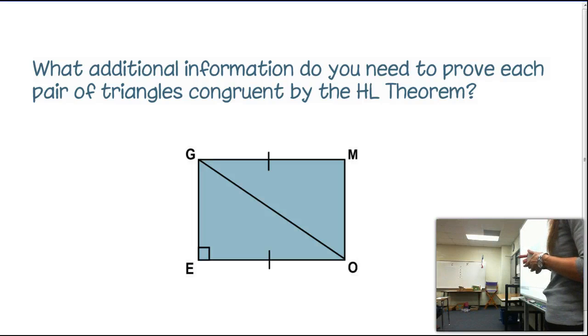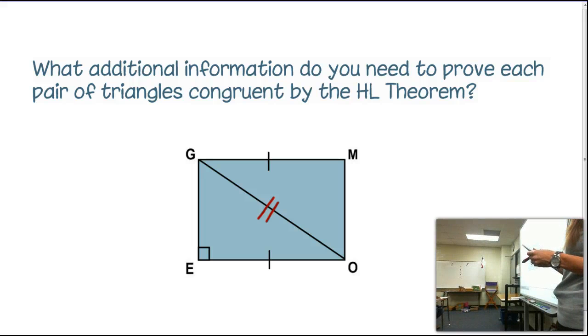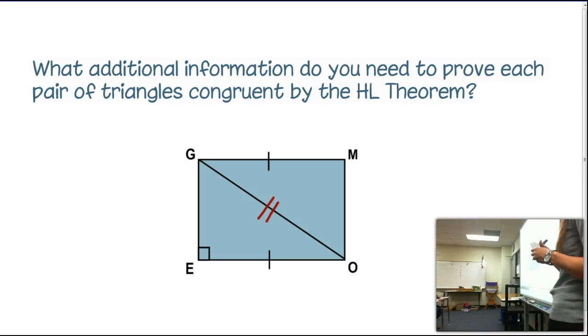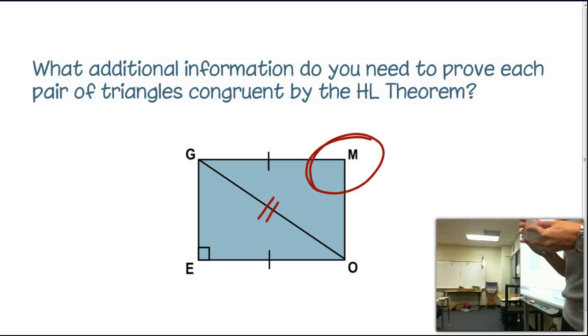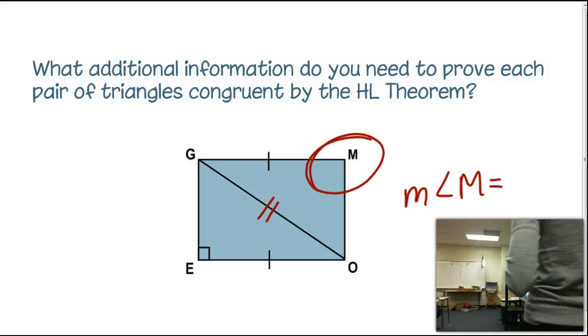And here's the last one we're doing today. What additional information do you need to prove it congruent by HL? Everyone add tick marks to your picture, because that's given. Alea, what's missing for these to be HL? Because I got a hypotenuse, I got a leg. I got a hypotenuse, I got a leg. I'm missing one thing. A right angle on the other. We need a right angle here, so how would we write that? We need the measure of angle M to equal 90.